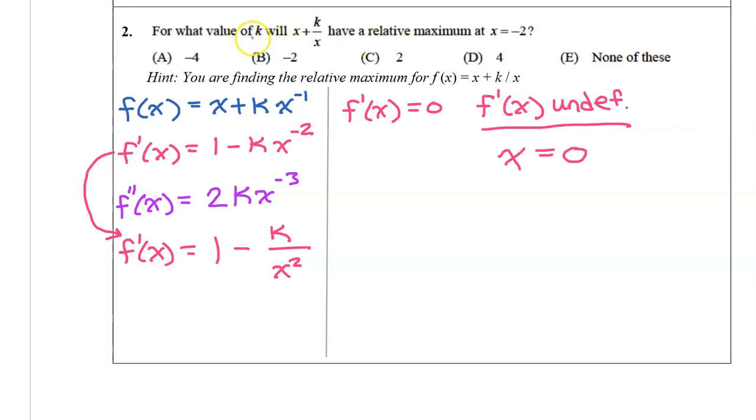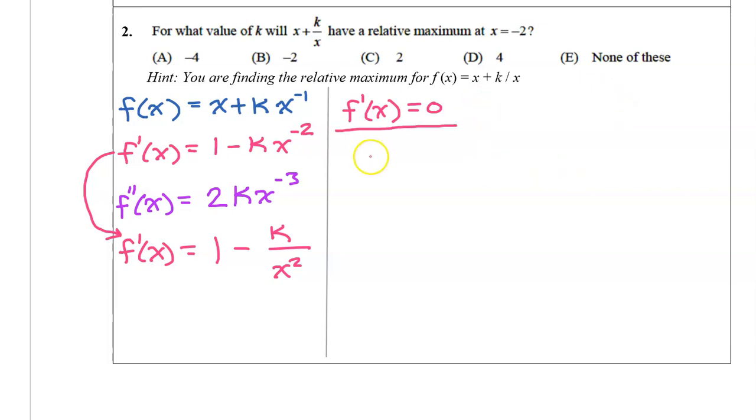But we are only being asked to find the values of k that will cause a relative maximum at x equals negative 2. So we don't care what's happening at x equals 0, so we can forget about this part. So let's consider the values of k that will cause the first derivative to equal 0. Let's start by setting the first derivative equal to 0. So we have 1 minus k over x squared equals 0. Let's add k over x squared to both sides. So that gives us 1 is equal to k over x squared.